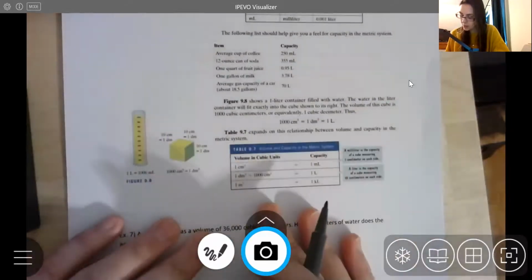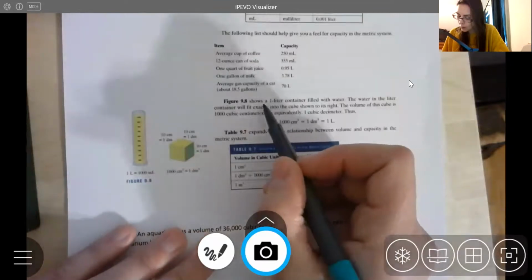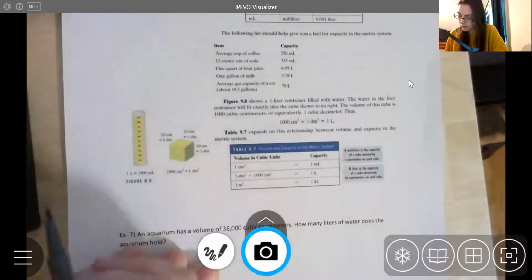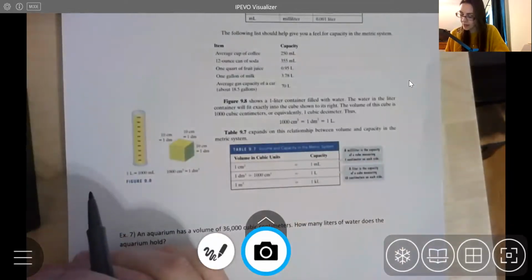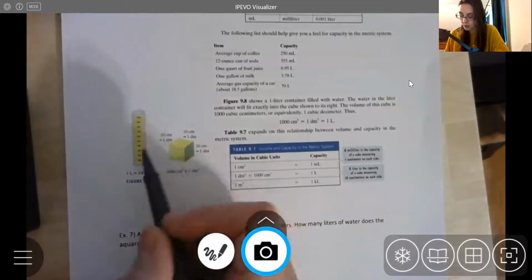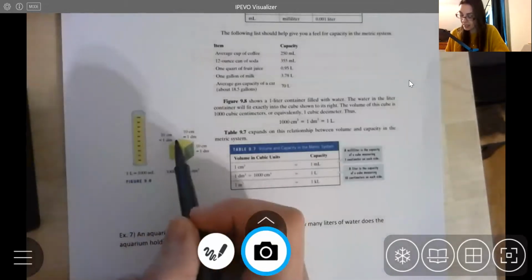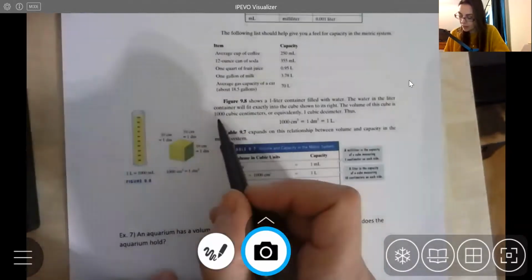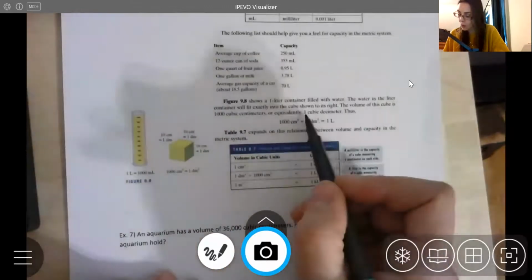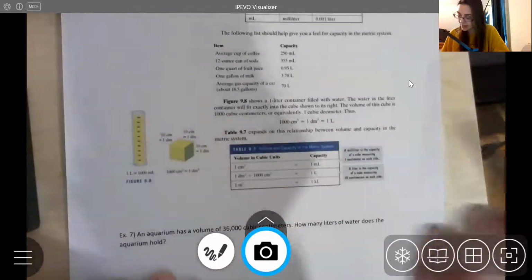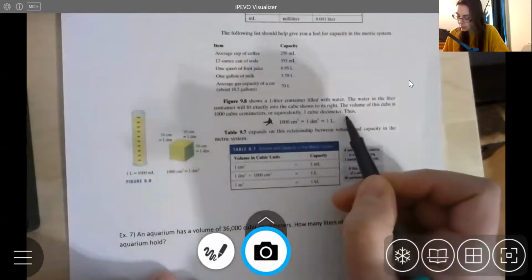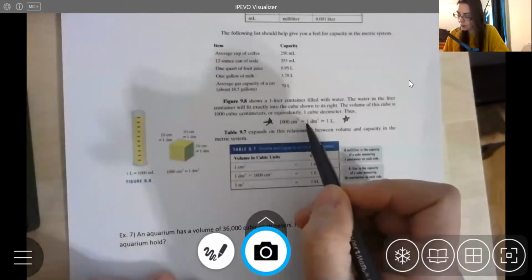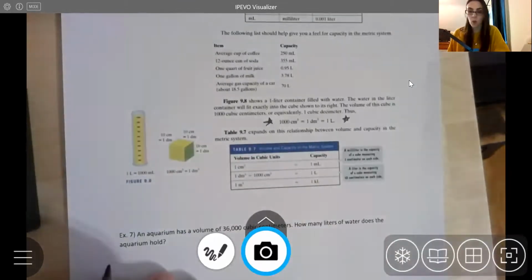A couple other important things to note here too, and you can see the figure over here. A 1 liter container is filled with water in the figure, and the water in the liter container will fit exactly into the cube shown on the right. What we're saying is that the volume of this cube is 1,000 cubic centimeters or 1 cubic decimeter. So you do have another conversion here: 1,000 cubic centimeters is the same thing as 1 cubic decimeter, which is the same thing as 1 liter.